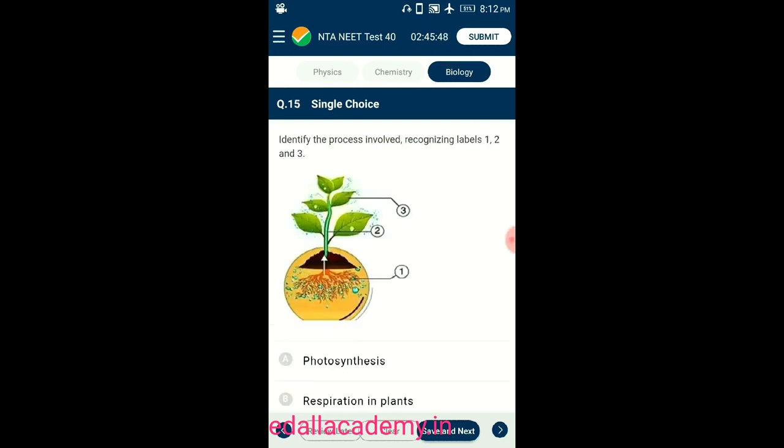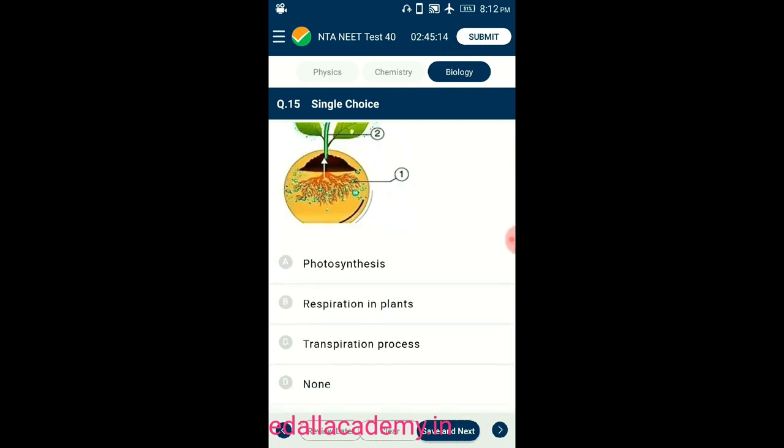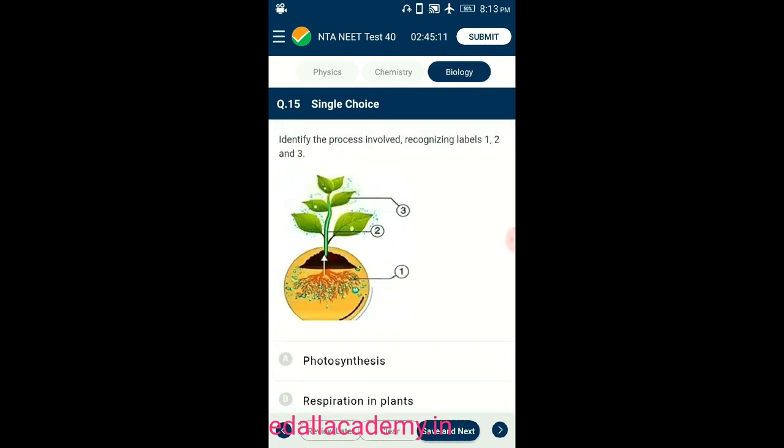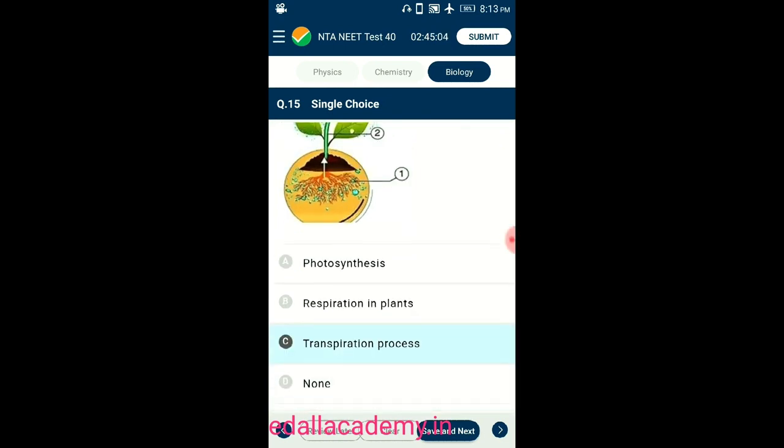Question number 15. Identify the process involved recognizing label 1, 2 and 3. Here the diagrammatic representation is given. From that, they asked to identify the labeled structures. Transpiration is a physiological process that occurs in plants. It occurs through the movement of water through the epidermis or stomata that happens by getting absorbed from the soil. So the answer for this question is option C, transpiration process. The given diagram, the recognizing label 1, 2, 3 represent transpiration process. So the correct option for this question is option C.